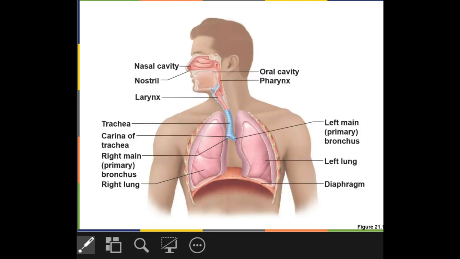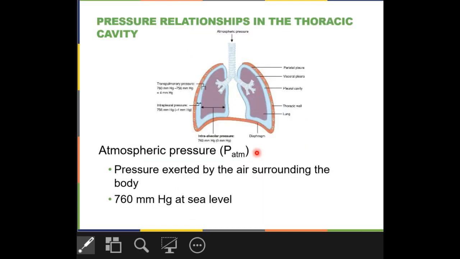This picture here just shows, right, this outer layer would be the parietal pleura, and then the visceral pleura is glued to the surface of the lungs, and you just have the pleural cavity. So now we get into some pressures. These we do want to understand. It's not super complicated, but I think a little complicated.